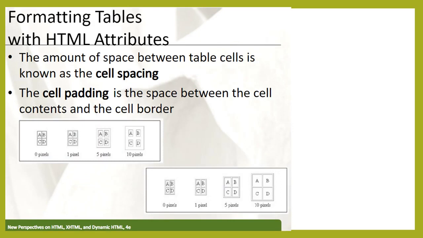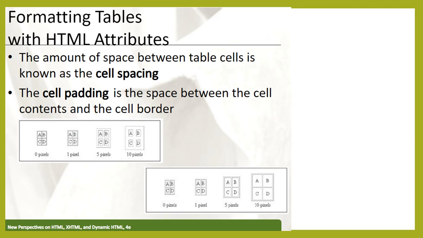Formatting tables with HTML attributes. The amount of space between table cells is known as cell spacing. Cell padding means the space between the cell contents and the cell border. Cell spacing and cell padding are important while inserting data into the table. We can give the size and space of the cell with the help of CSS, in the unit of pixels.